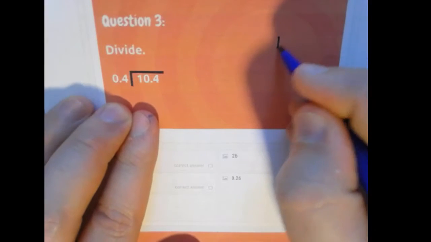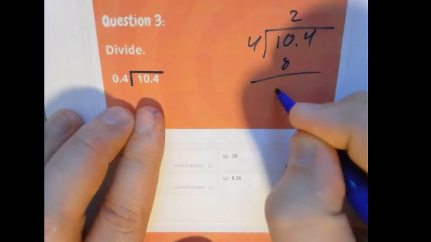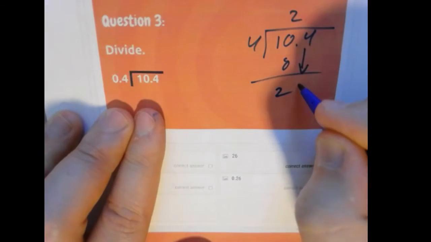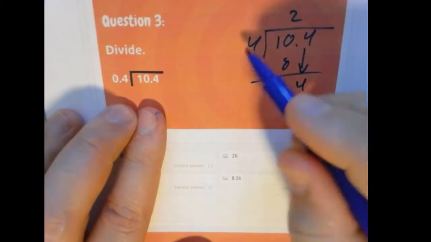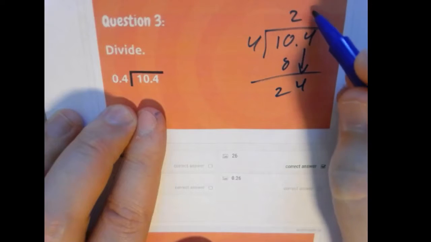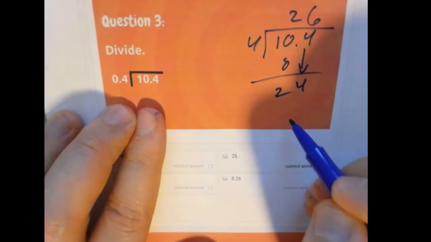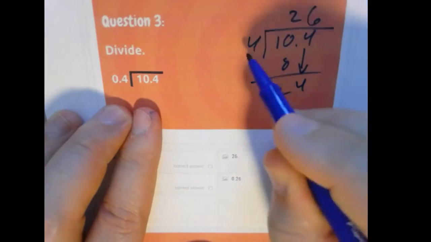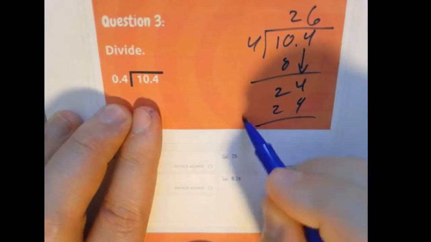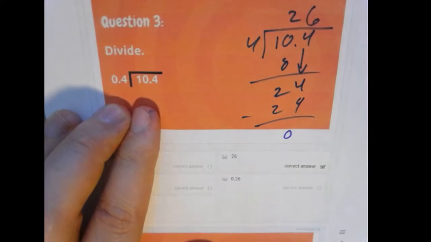Okay, similar idea. Instead of dividing by 0.4, I will divide by the whole number 4. Does 4 fit into 10? It does 2 times. 2 times 4 is 8. Find the difference, it is 2. Drop the 4 as a helper. How many times does 4 fit into 24? That would be 6 times. Okay, 6 times 4 is 24. Find the difference, we get 0. Remainder of 0 is what we're looking for.